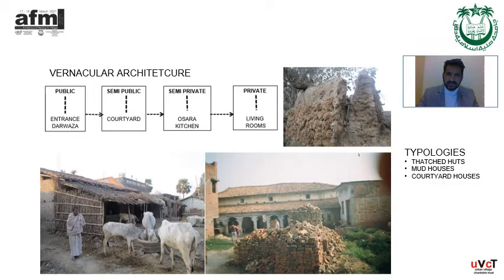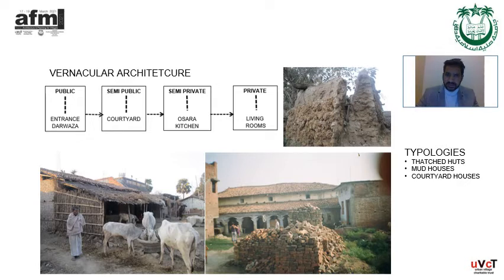Vernacular architecture of the village is inspired by the climatic conditions and the local materials available here. And we have three different typologies of houses here. They are thatched huts, mud houses and courtyard houses. Thatched huts and mud houses can be seen in Charapati and in Kunjratoli. Courtyard houses can be seen in the Kusmi.